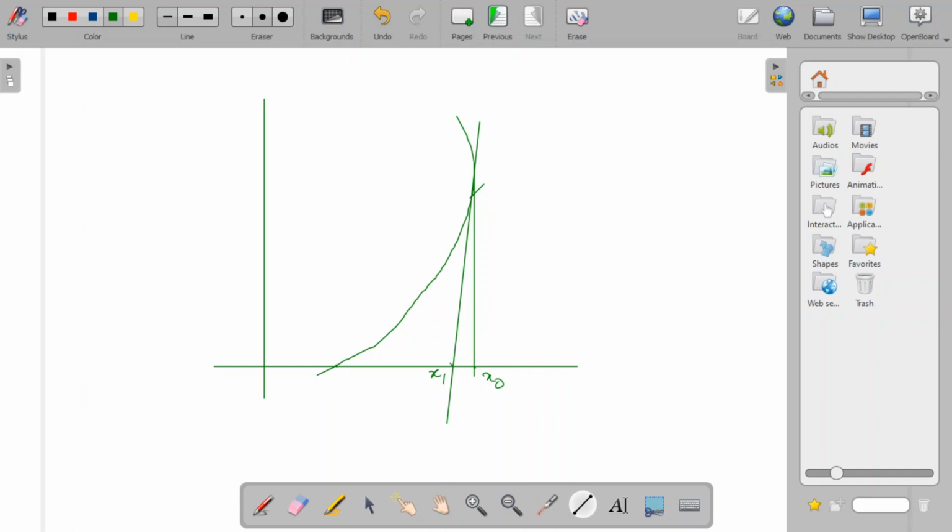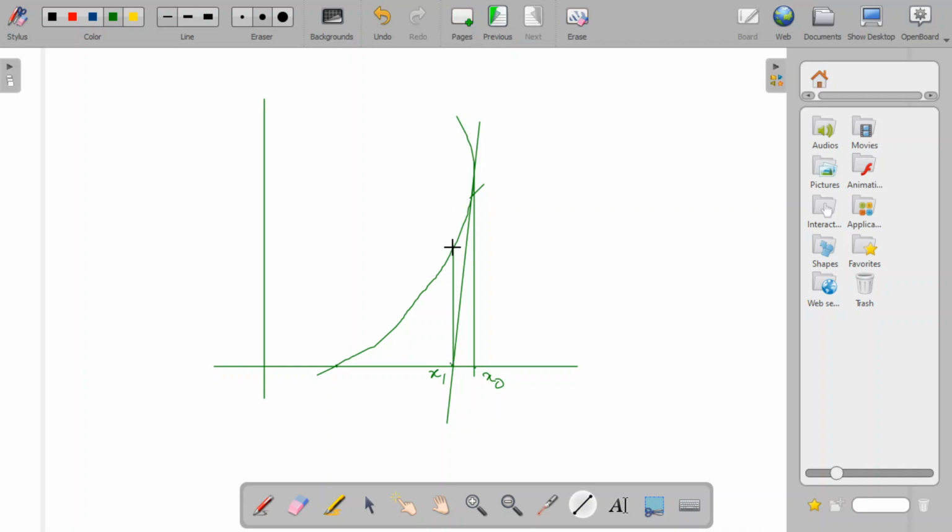This is f of x1. You understand that? What you have to keep in mind is that this is the x-axis and this function is f of x. For x0, this is f of x0. You drew a tangent, and this tangent cut the x-axis at x1. At this point x1, we find f of x1.